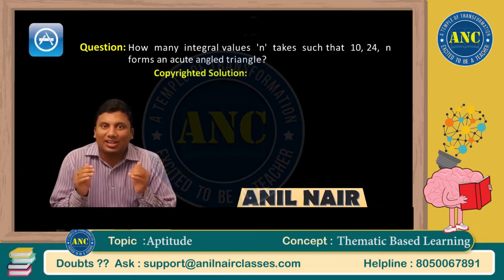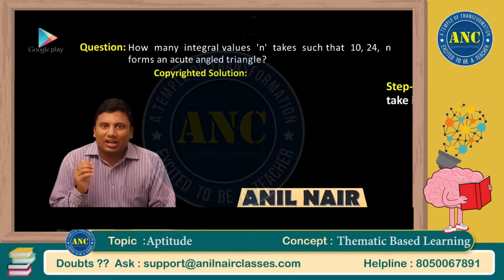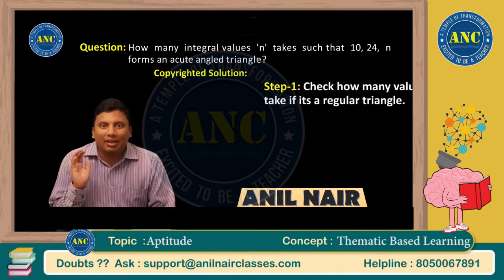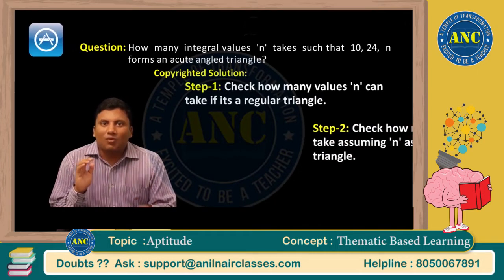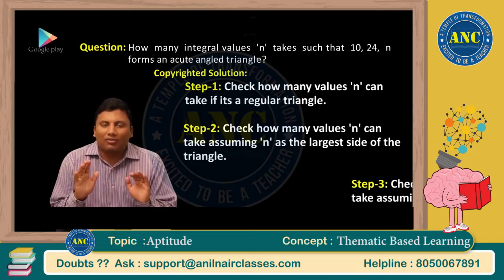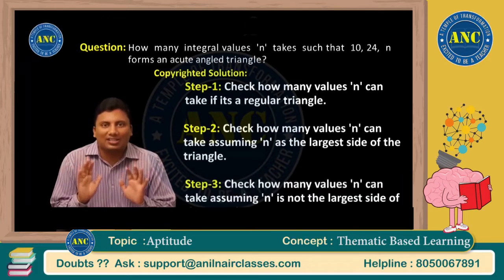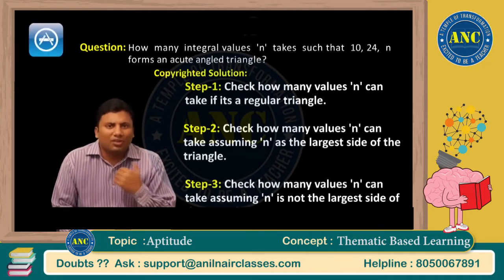Now, we will solve the question in 3 steps. Step 1, step 2, step 3. Step 1, we will check how many values n is taking if it forms a triangle. Step 2, we will check what happens if n is the largest side. Step number 3, what will happen if n is not the largest side. We'll combine step 1, step 2, step 3, and we'll get the answer.